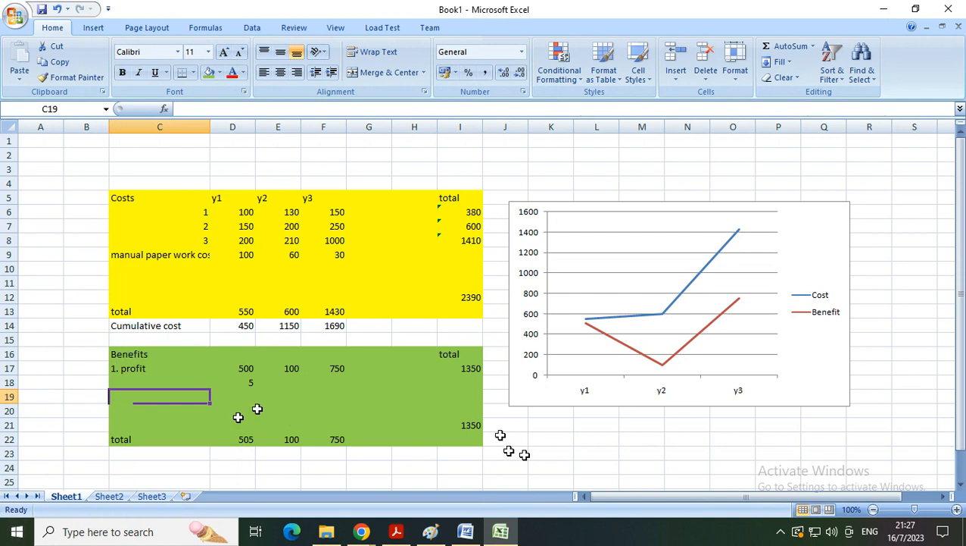Okay, so this was cost benefit analysis. I hope you all know Excel and can create it easily. Using Excel, you can do any kind of analysis.